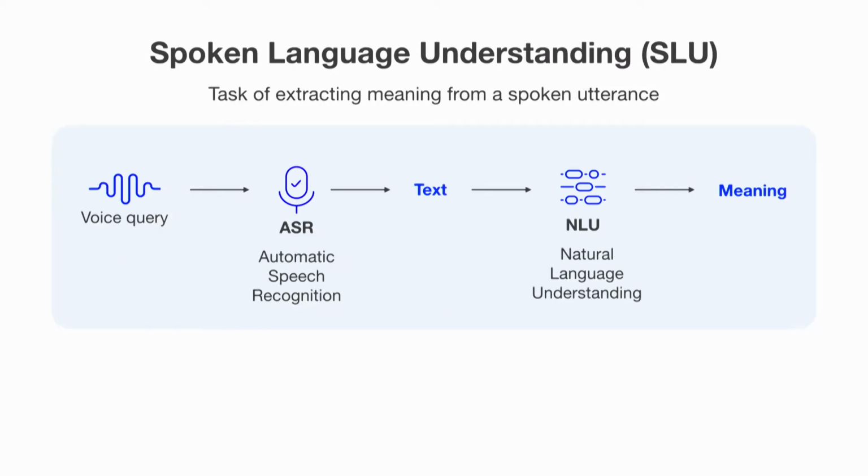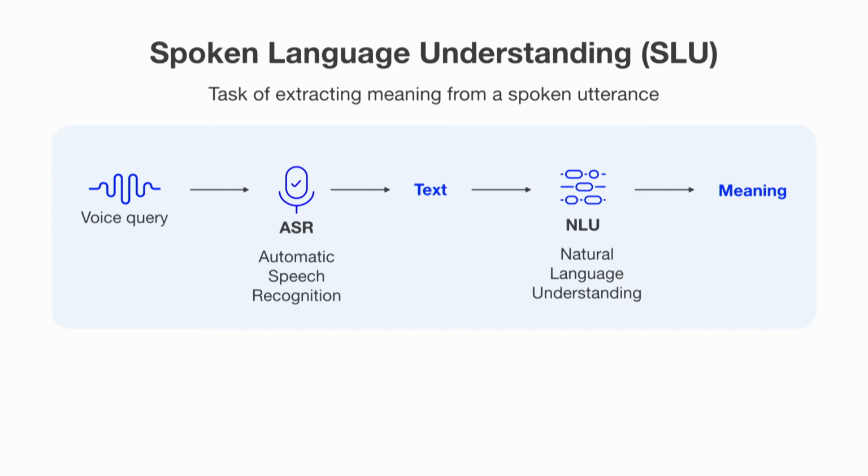So SLU is essentially the task of extracting meaning from a spoken utterance, and we can divide it into two main building blocks. The first one is ASR, automatic speech recognition, and the second one is NLU, which means natural language understanding. ASR translates a voice query, so acoustic features, essentially, into text. And then the NLU is responsible for extracting meaning from the text.